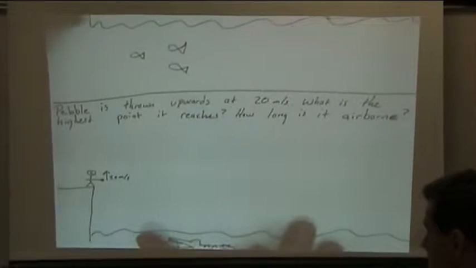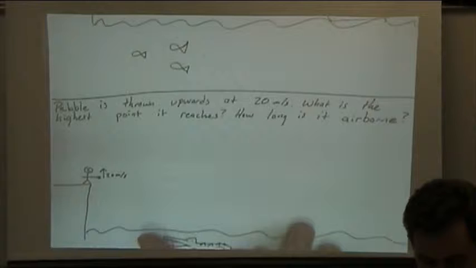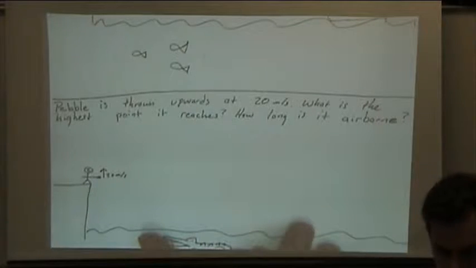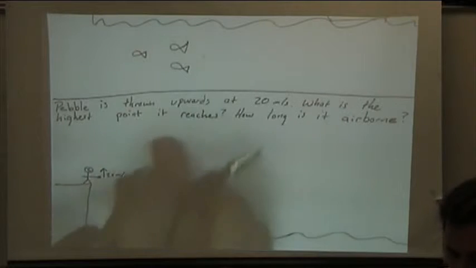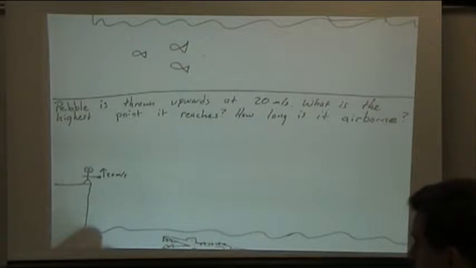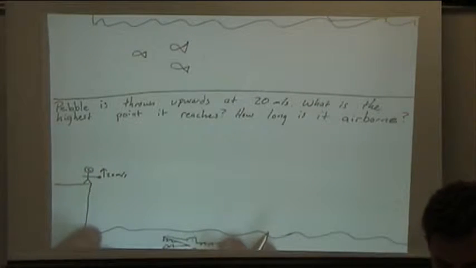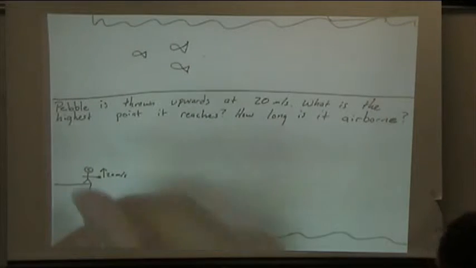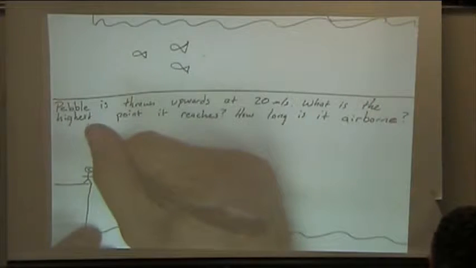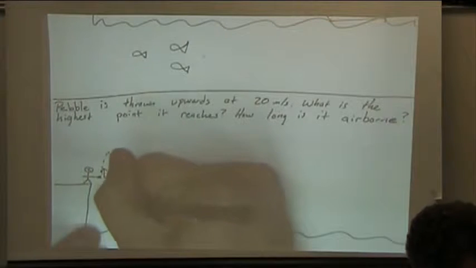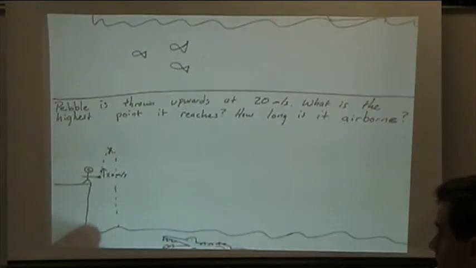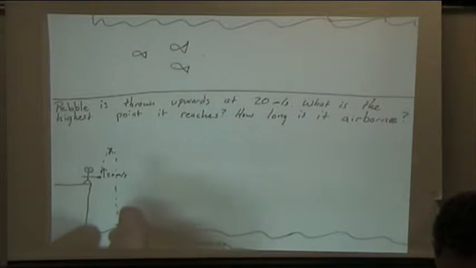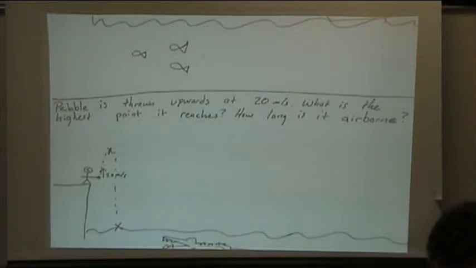And what we want to know now is what's the highest point that the pebble reaches and how long is it airborne. Notice that each of our two parts of our question end at different times. And so we're actually going to need to maybe make a list for each part here. If I draw little dotted lines to show that it goes up and then turns around, part A of our problem ends here. Part B of our problem ends here.